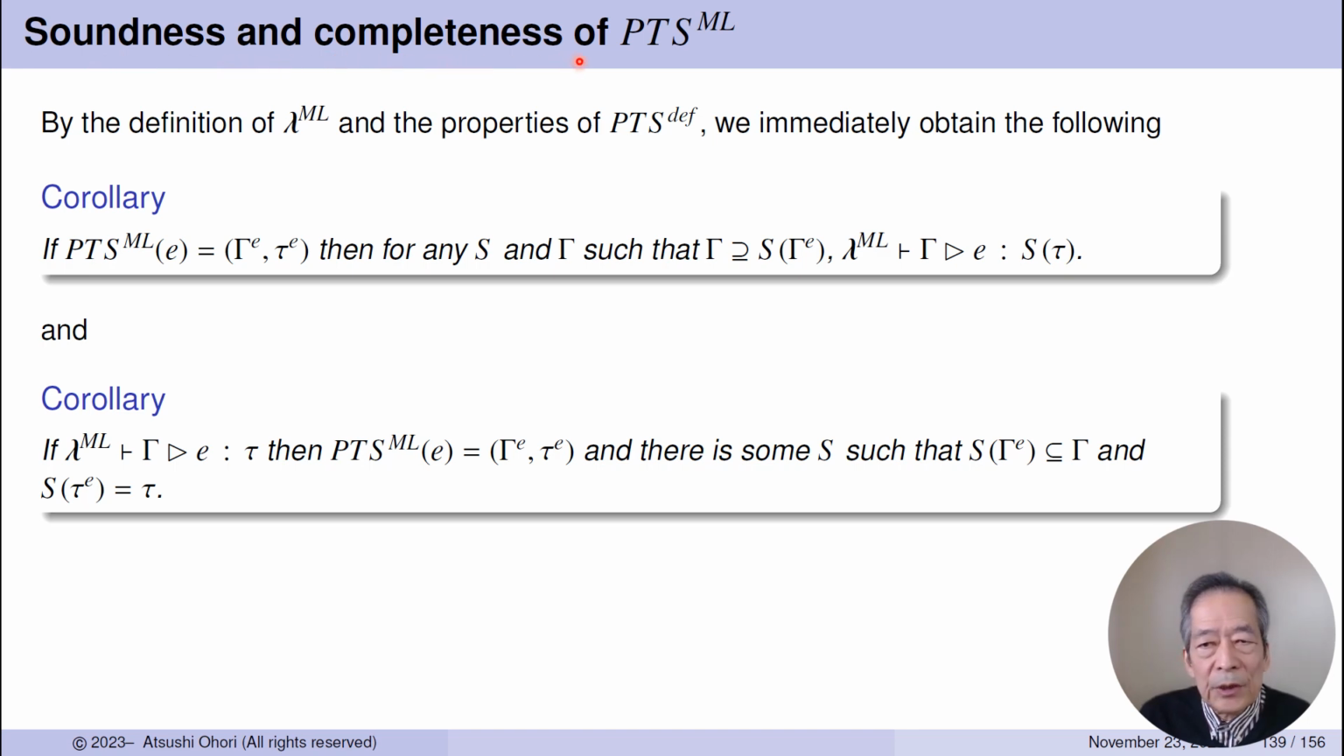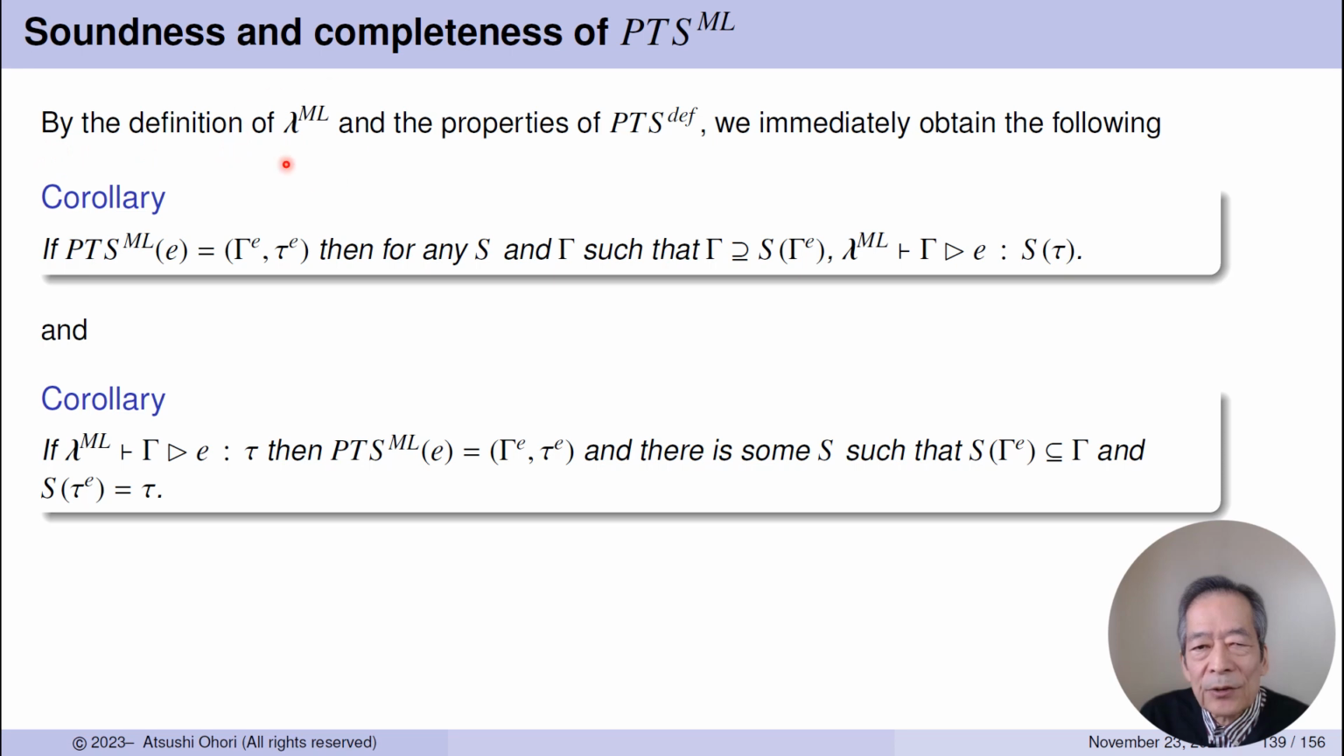Soundness and completeness of PTS ML. So PTS ML we just defined, right? We are obliged to show its correctness, namely this is a type inference algorithm, so correctness is soundness and completeness. In this case, however, these are trivial.